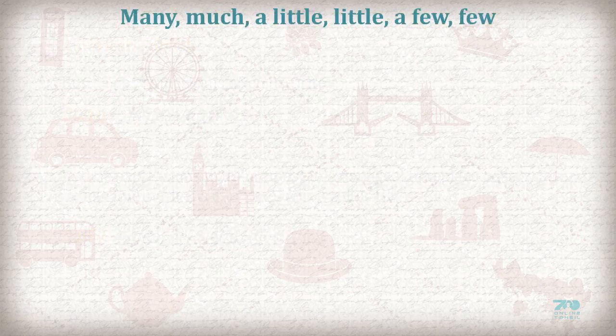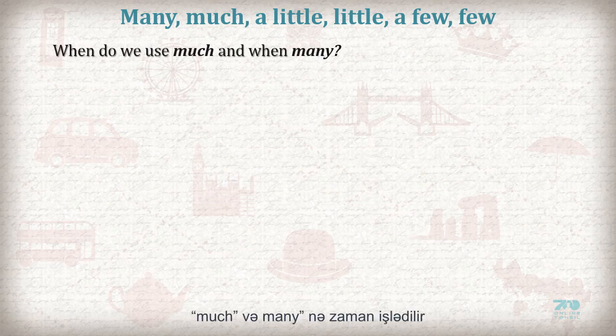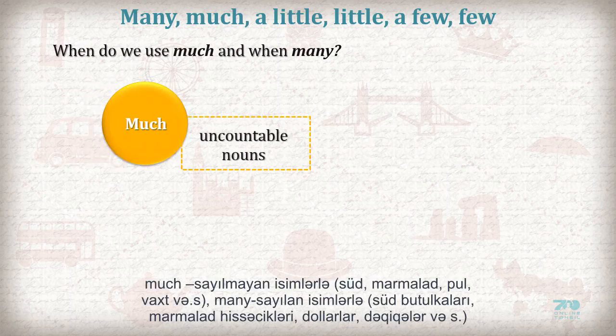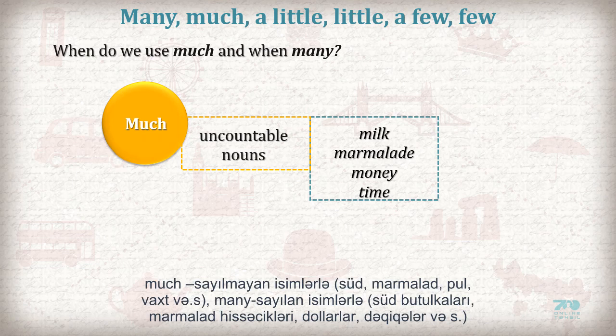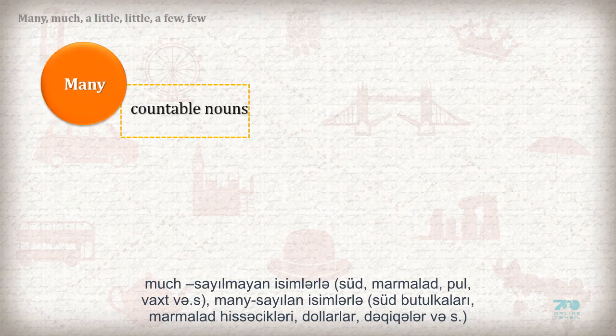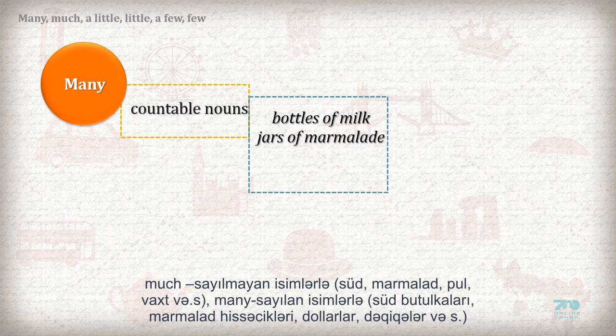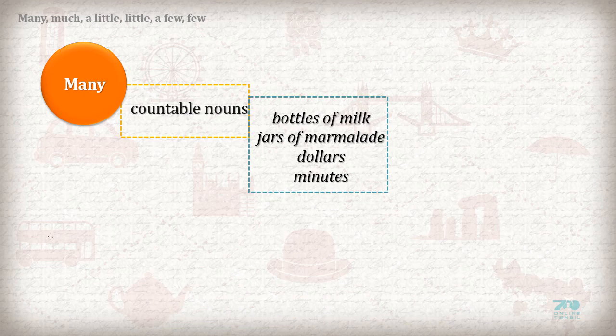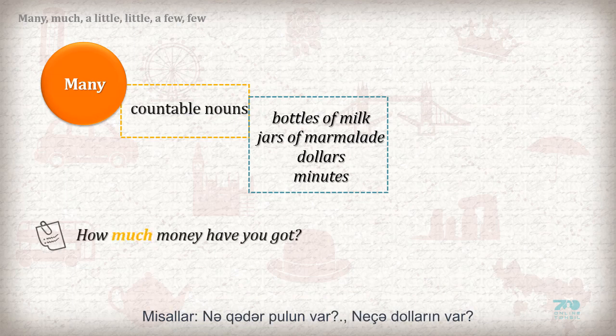Many, much, a little, little, a few, few. When do we use much and when many? Much is used with uncountable nouns: milk, marmalade, money, time, etc. Many is used with countable nouns: bottles of milk, jars of marmalade, dollars, minutes, etc. Examples. How much money have you got? How many dollars have you got?